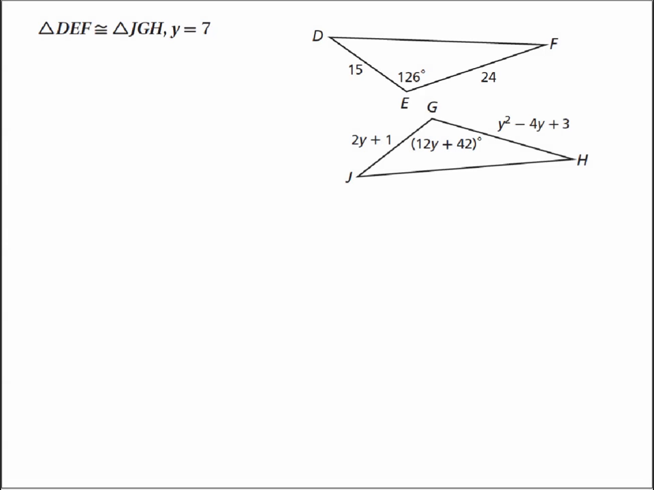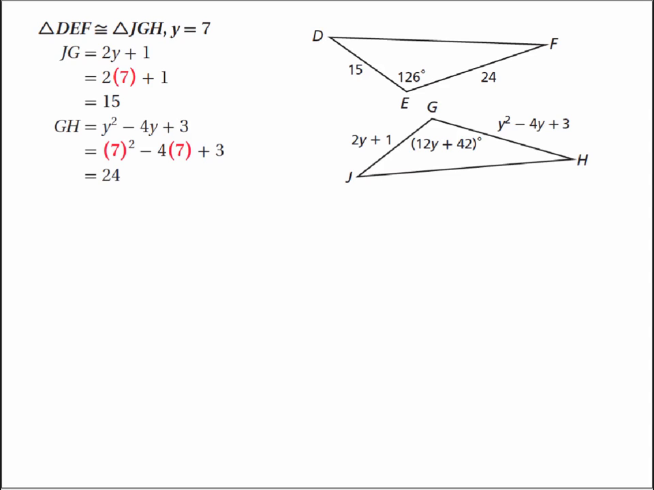Okay, here we want to show that triangle DEF is congruent to JGF for the value of y equal to 7. So what's our first step? The very first thing we do is we plug 7 into JG. So by plugging 7 in, we get 2 times 7 plus 1, and when we do that, we get the number 15.